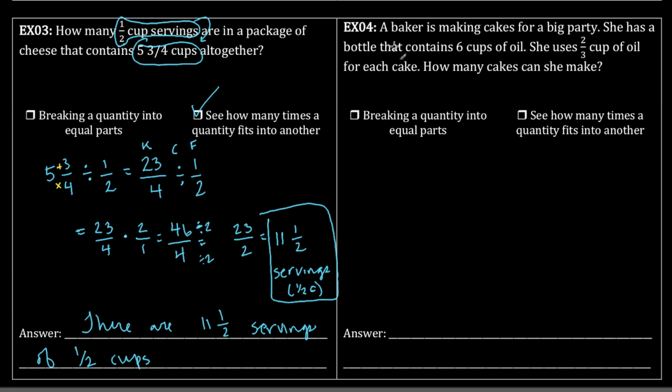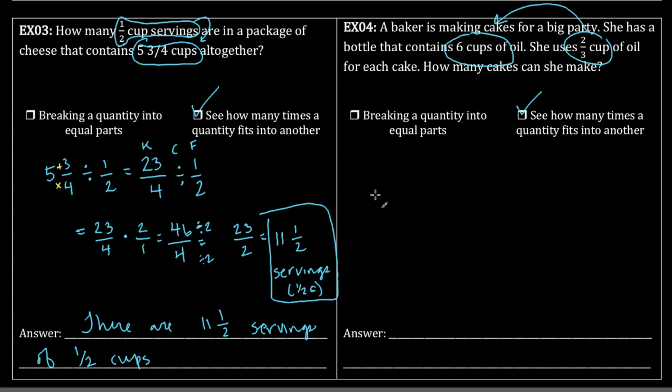So a baker is making cakes for a party. She has a bottle that contains 6 cups of oil. She uses 2/3 cups of oil for each cake. How many cakes can she make? So we can either think about taking the oil and breaking it up into 2/3 cups, or we can think about it as taking the 2/3 cups and seeing how many would fit back in the bottle. I'm going to think about it that way.